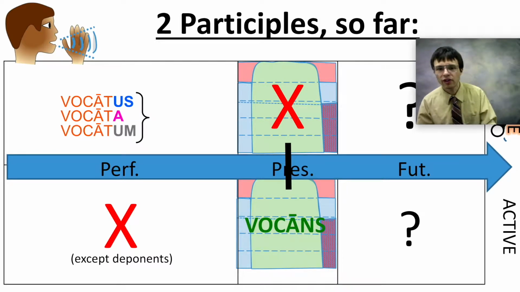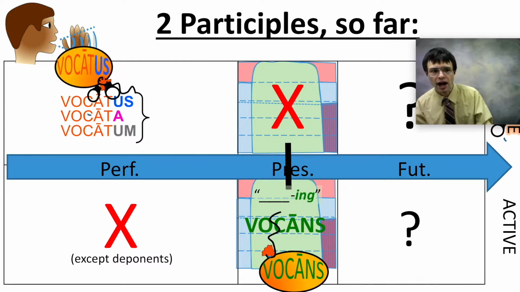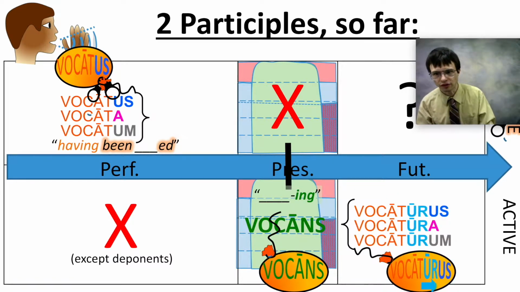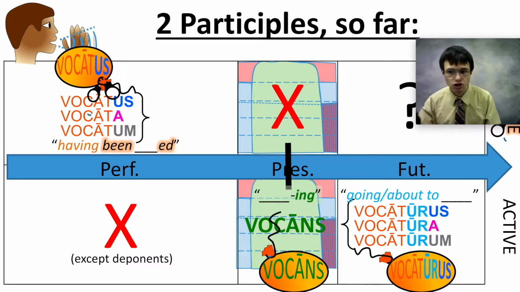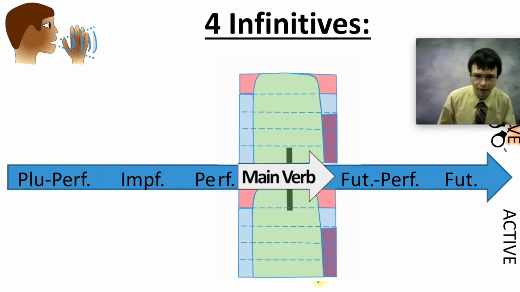Okay, so far we have had two participles. Vocans means calling, and vocatus meant having been called. Now we're going to get this one down here. Vocaturus means what? Right, which means going or about to call. So now we have not two, but how many? Three participles. All right, well, if we have another participle, guess what? Now we're going to have another infinitive too. How do you think we're going to make it?